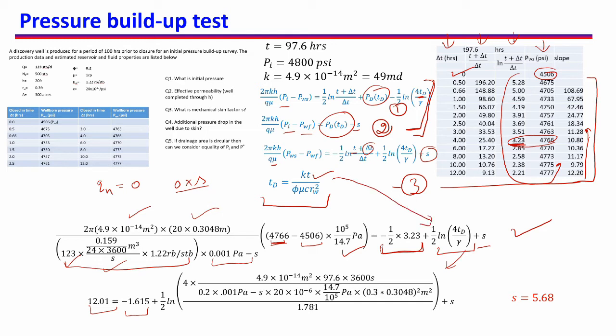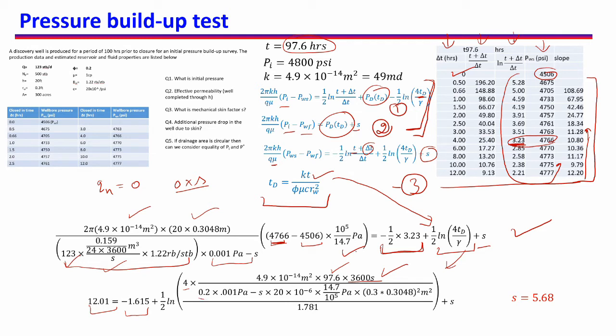So here 4 Td now is K, T. So K is permeability, time is the time of well when it was flowing. So 100 hours before shut in, but we calculated 97.6 of effective time. So that we are using and converting it into SI unit, which is second for time.